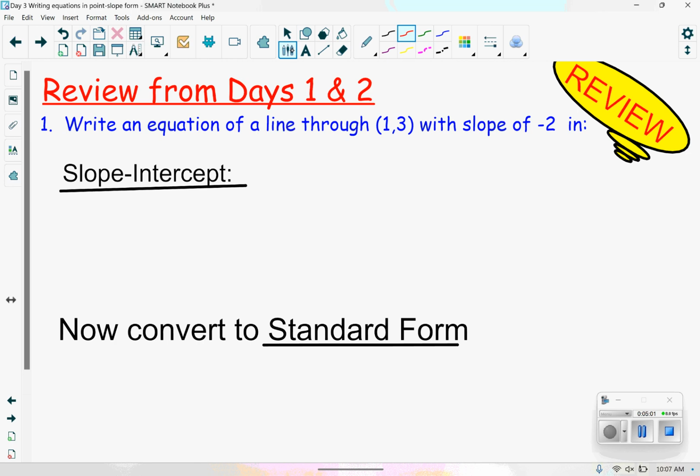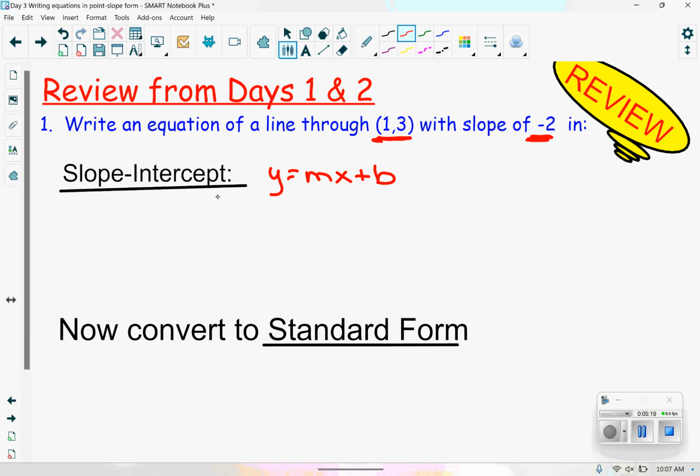To put it in slope-intercept form if it goes through (1, 3) with a slope of -2. So I have my slope. That's nice. So I have my b. So I need my y equals mx plus b, right? That's what I'm looking for here. Y equals mx plus b.